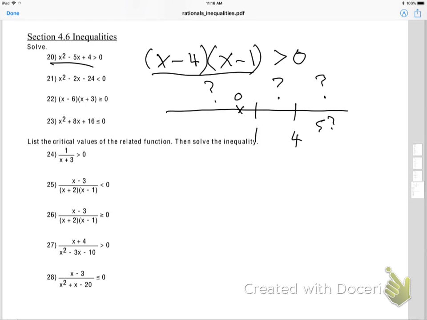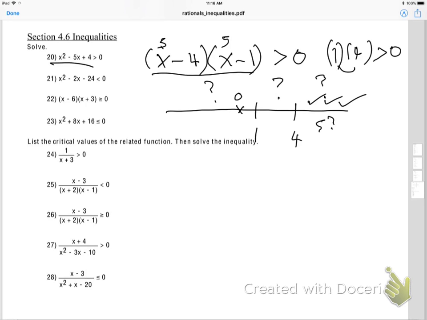So if I put 5 here and 5 there, 5 take away 4 is 1, 5 take away 1 is 4. Is 1 times 4 greater than 0? Yes, it is, so this area will work, okay?